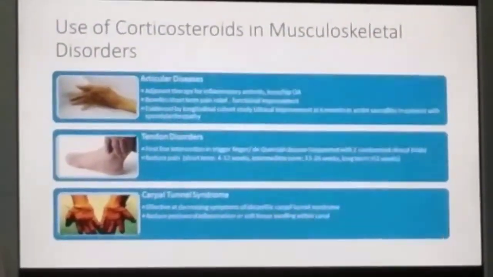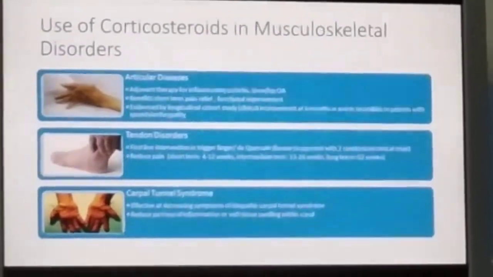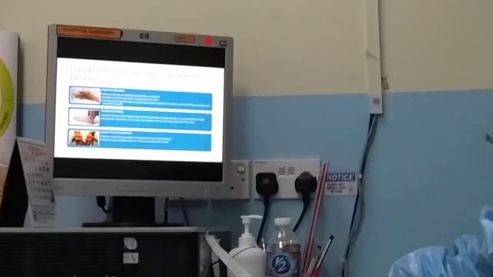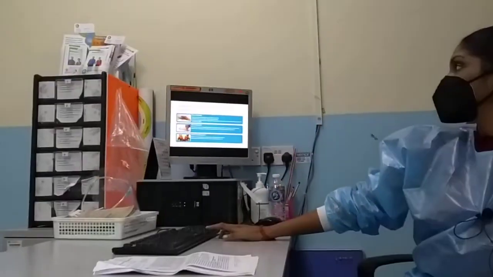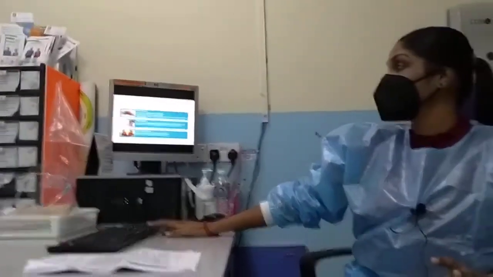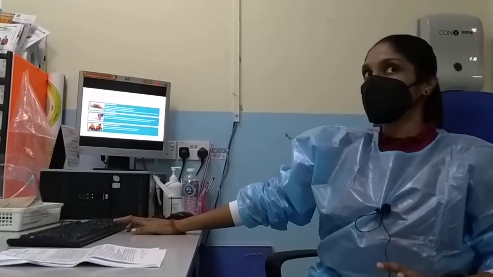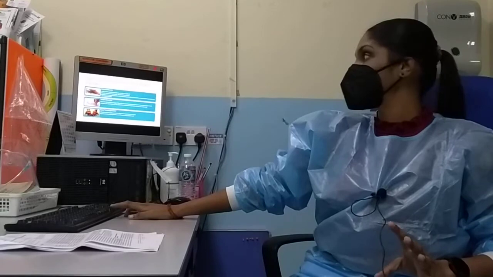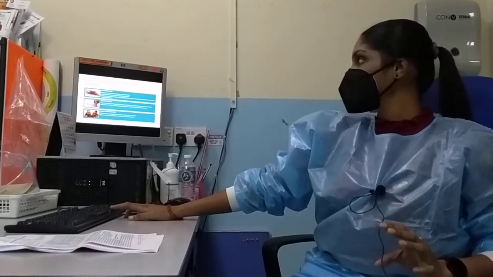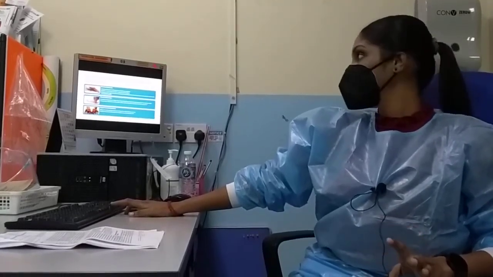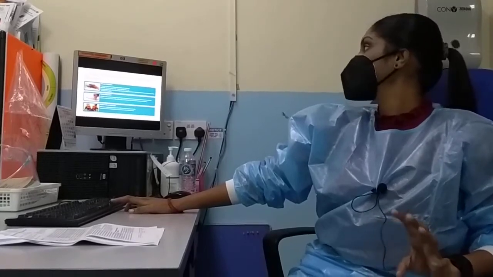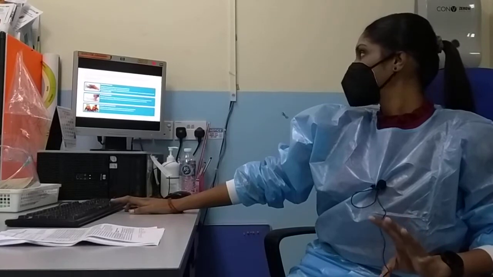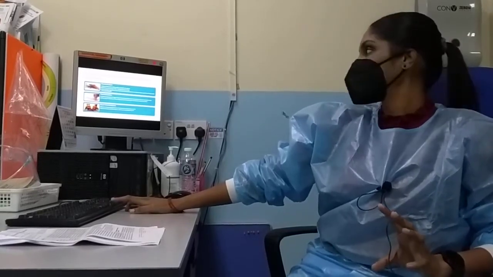Use of corticosteroid in musculoskeletal disorders. The first one is articular disease. It is adjunct therapy for inflammatory arthritis and knee and hip osteoarthritis. The benefit is short-term pain relief and also functional improvement. This is evidenced by a longitudinal cohort study, which showed clinical improvement at 6 months in active sacroiliitis in patients with spondyloarthropathy.